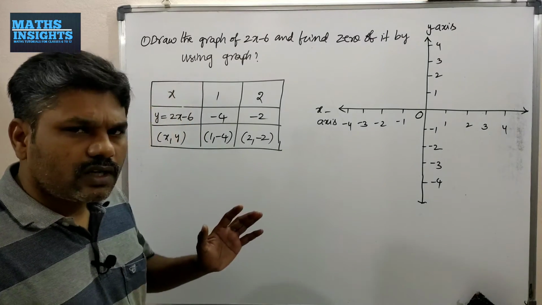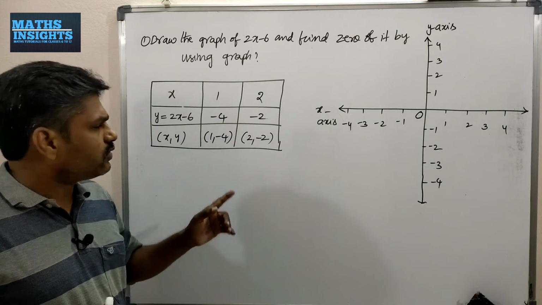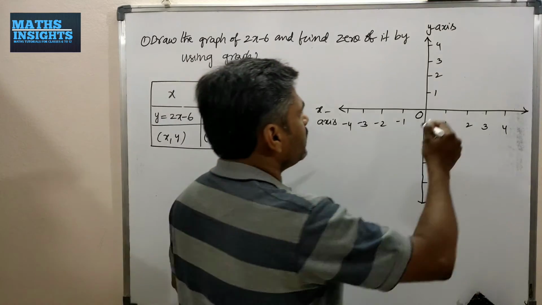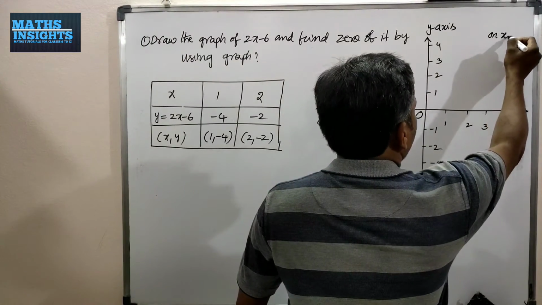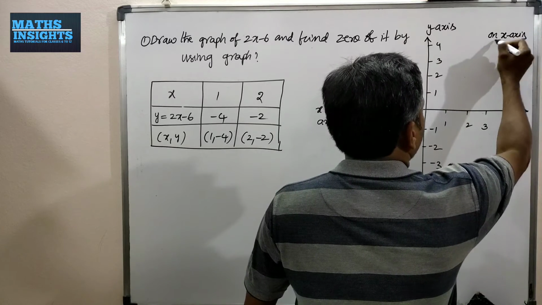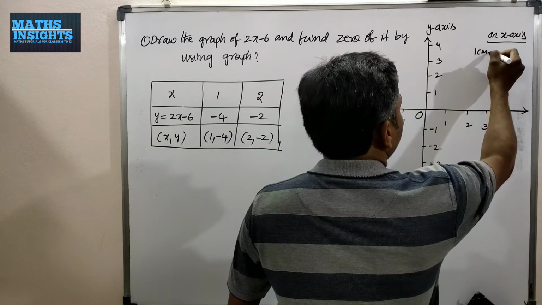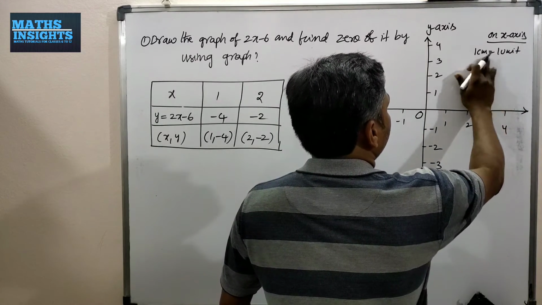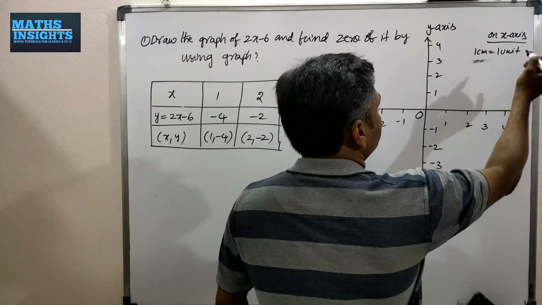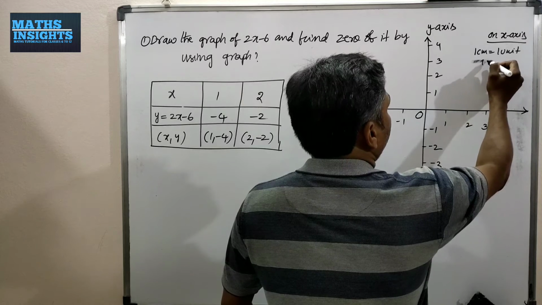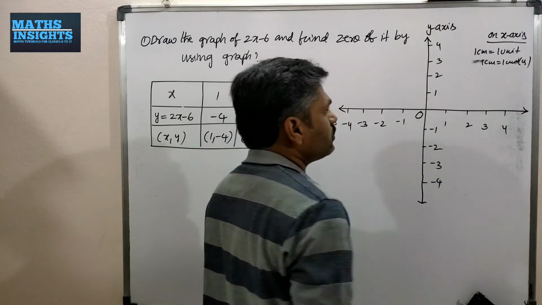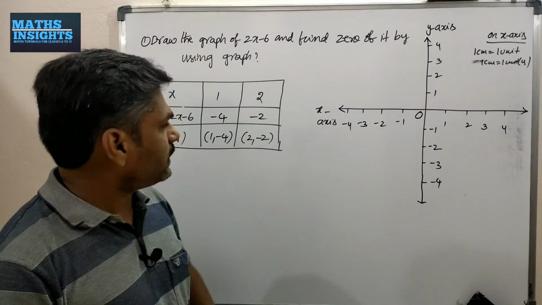But now I don't need to change the scale. Therefore, I am writing on the x-axis 1 centimeter is equal to 1 unit, and on the y-axis also 1 centimeter is equal to 1 unit. You have to write the scale on both the x-axis and y-axis.